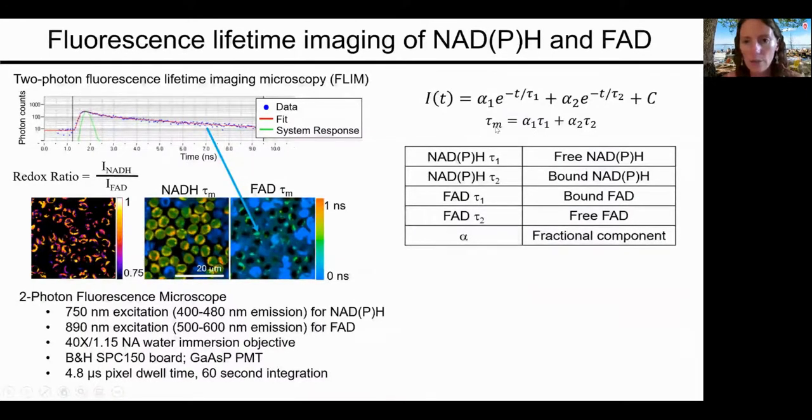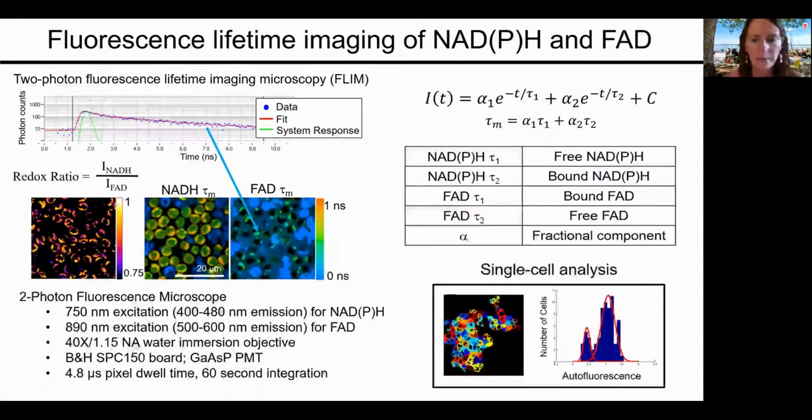So I'm going to mostly talk about the mean lifetime today, and that's the weighted average of the short and the long lifetime. So this alpha 1 value is just the contribution of the free NADH, or the alpha 2 is the contribution of the protein-bound NADH. And that's what we're measuring in our experiments.